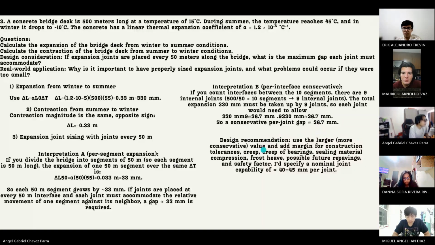The engineering recommendation is to use the larger, conservative value and add margin for construction tolerance, creep, sealing material compression, and possible future repairs as a safety factor, specifying a nominal joint capability of 40 to 45 mm per joint.